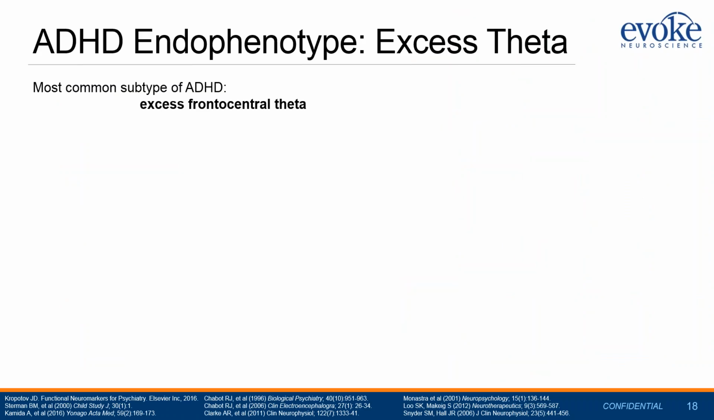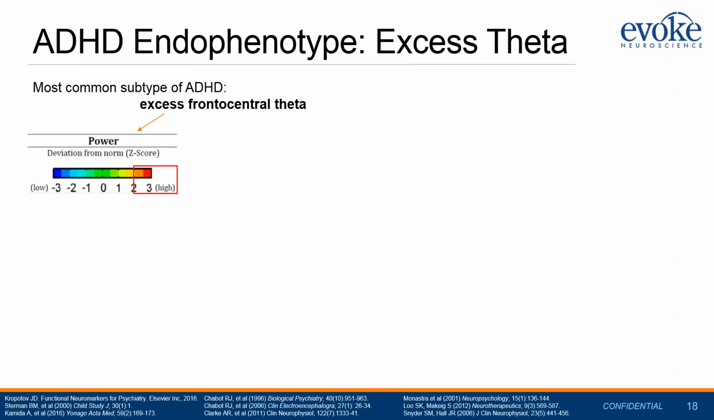Okay, so let's break down our different endophenotypes for ADHD. Now, endophenotypes, basically just think of it as a subgroup of ADHD that presents with different brain patterns of activation. So our most common subtype of ADHD is called excess frontal-central theta. Let's break down what that means. Excess means high power. I have too much of this stuff. So I have excess of this.